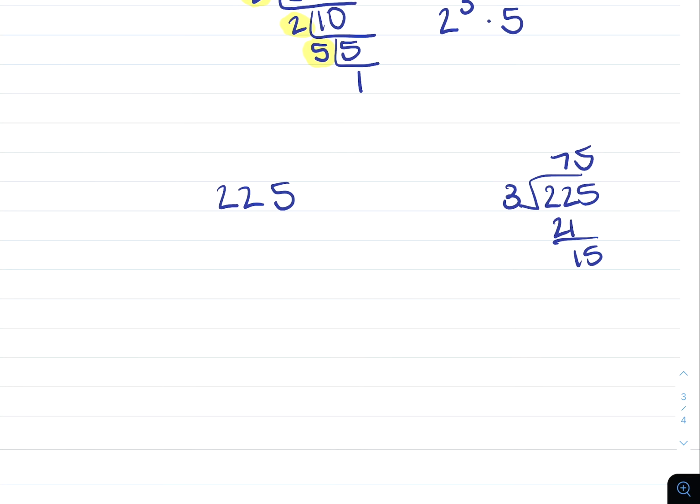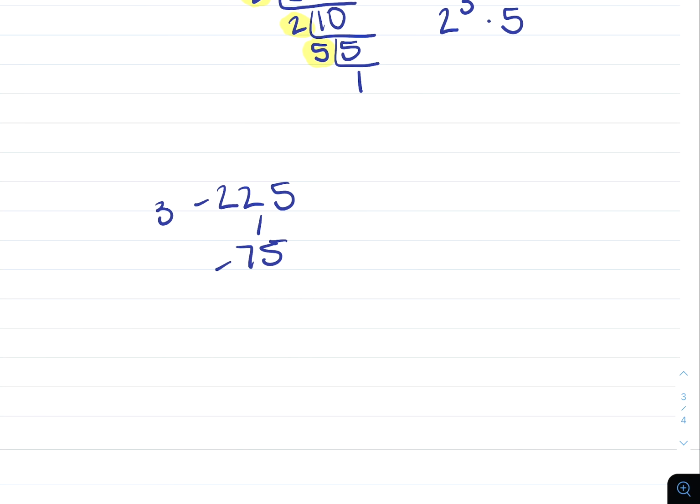It is. So 225 divided by 3, we're left with 75. Now we're going to see if 3 goes into 75. And it does 25 times. 3 does not go into 25. So when that happens, go to your next prime number, which is 5. And that is a perfect square, so it's 5 times 5.